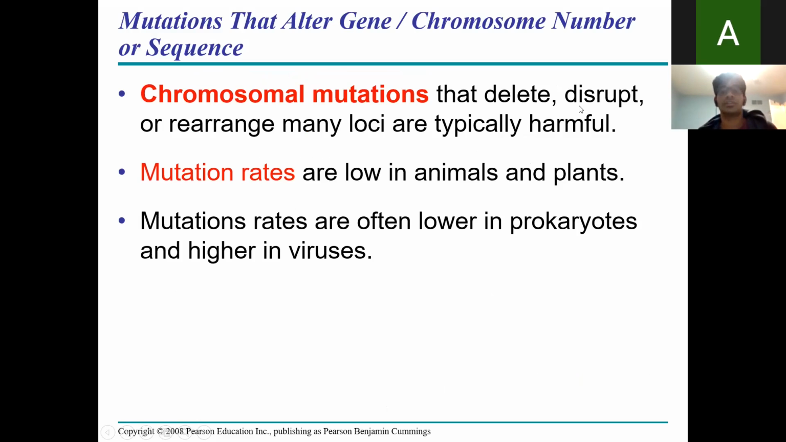Chromosomal mutations are mutations that delete or disrupt or rearrange many loci and are typically very harmful. For example, Down syndrome is caused by a chromosomal abnormality. Mutation rates are low in animals and plants. Mutation rates are often lower in prokaryotes and higher in viruses, which helps viruses adapt faster usually.